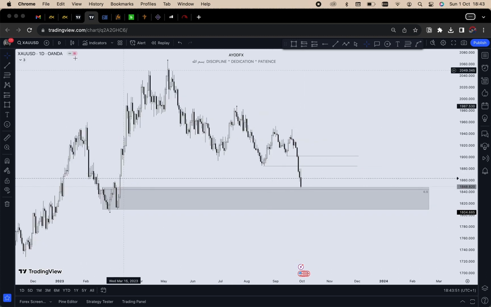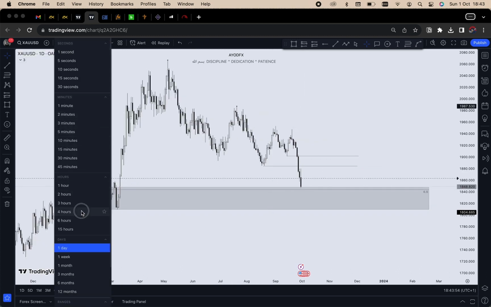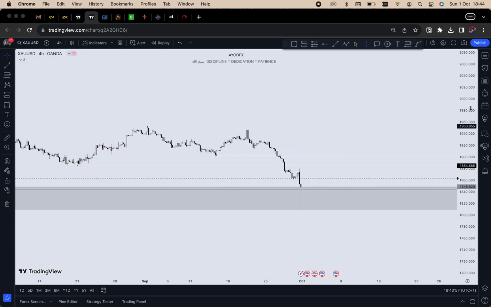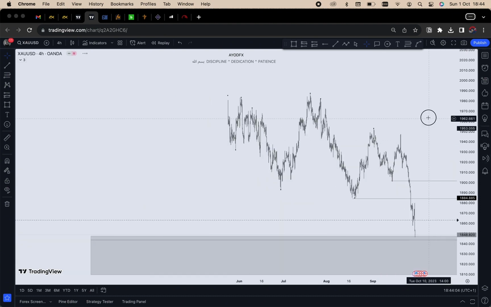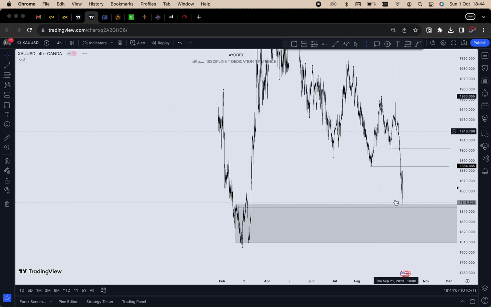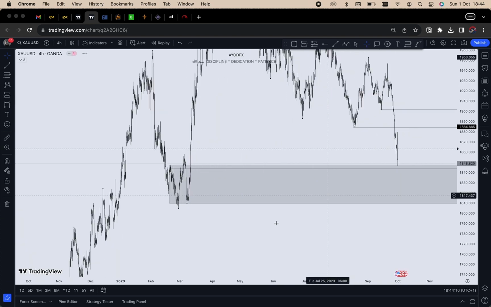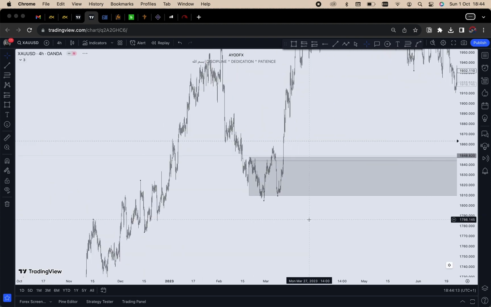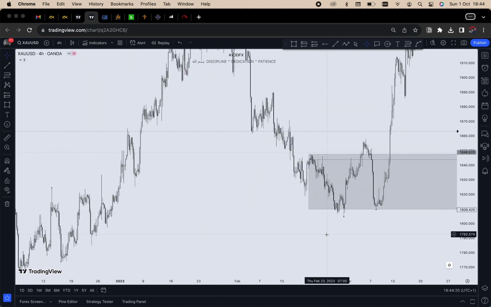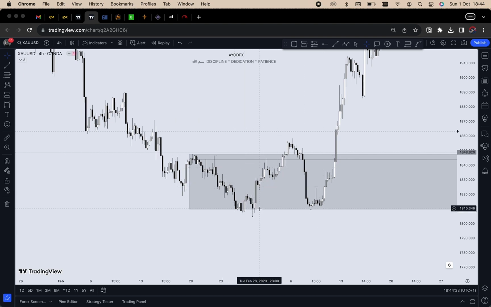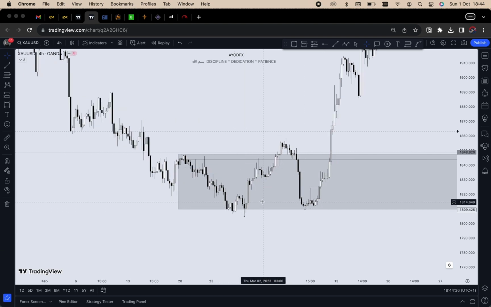So let's go on 4-hour time frame. Okay, so within this weekly time frame right here, let's see if we have any interesting POI that we can look to trade from.